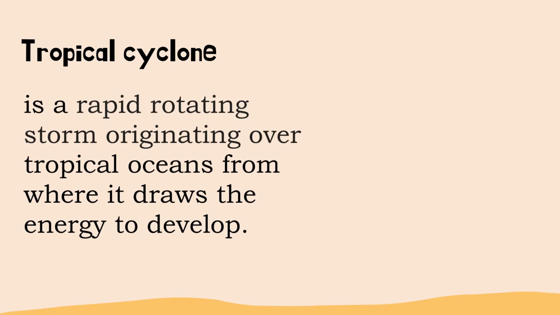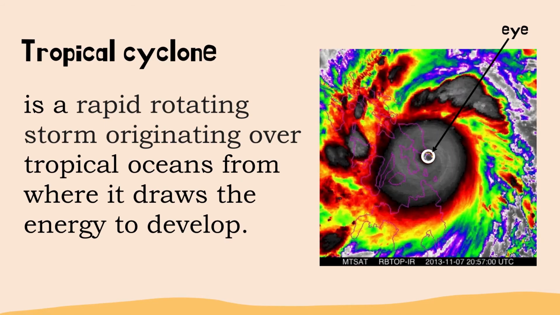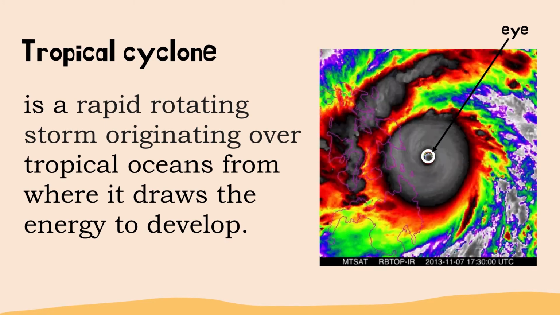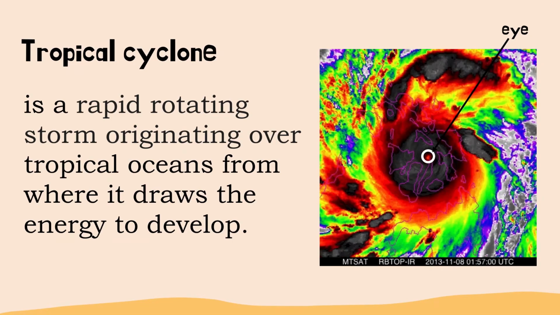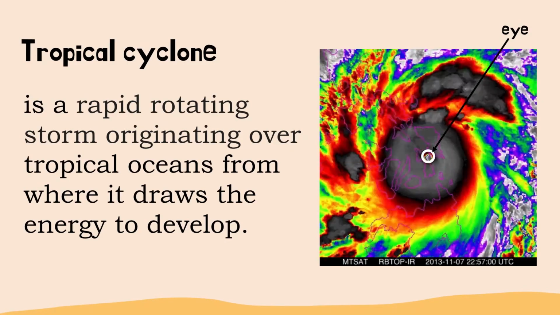Let us now discuss tropical cyclone. What is a tropical cyclone? Tropical cyclone is a rapid, rotating storm originating over tropical oceans from where it draws the energy to develop. It has a low pressure center and clouds spiraling towards the eye wall surrounding the eye, the central parts of the system, where the weather is normally calm and free of clouds.